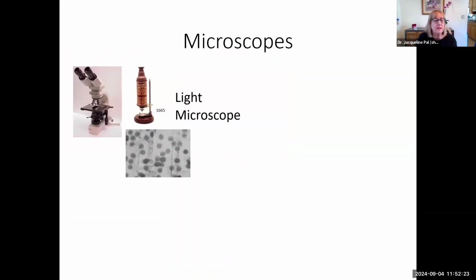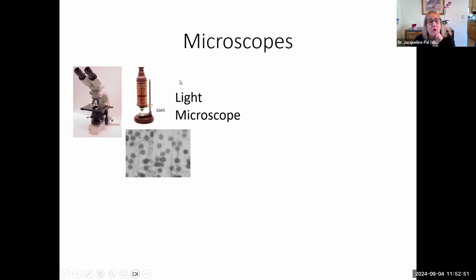So how do we look at cells? Well, here's the thing. You can't see cells with the naked eye. I know when you look at your skin up close and you can see little triangular or pentagon shaped things, everybody thinks, oh, look, I'm looking at cells. You're not. Okay? In order to see cells, you have to look under a microscope. And the first microscopes were invented around the mid 1600s.